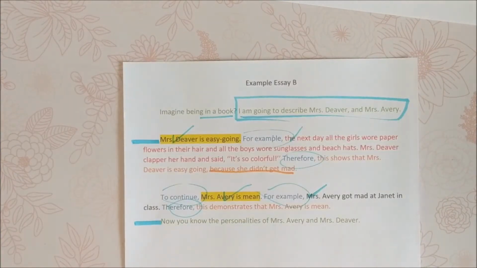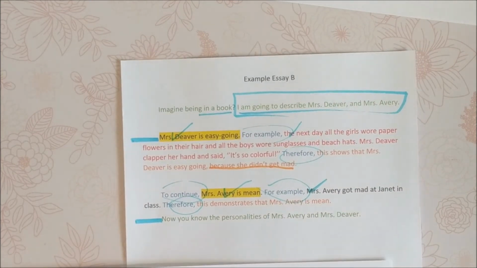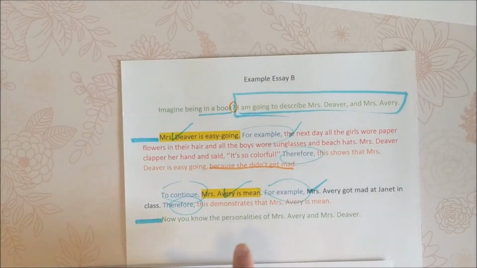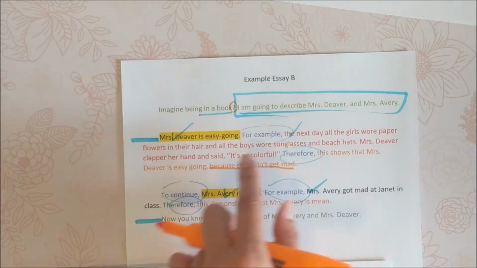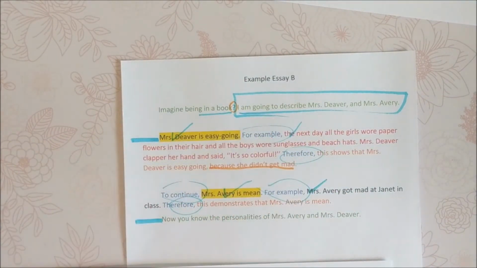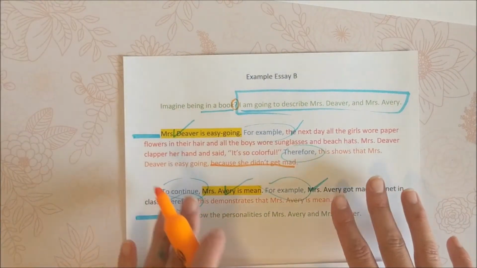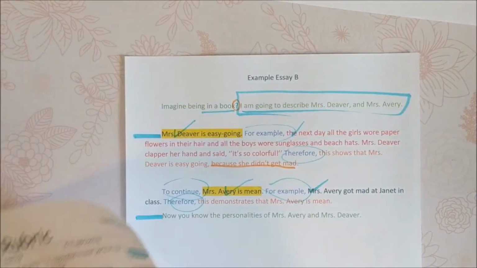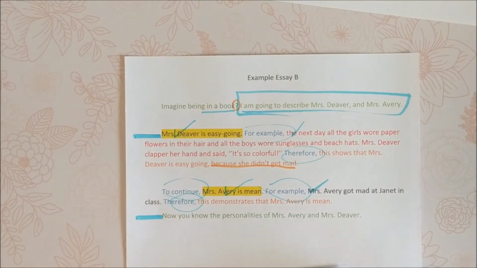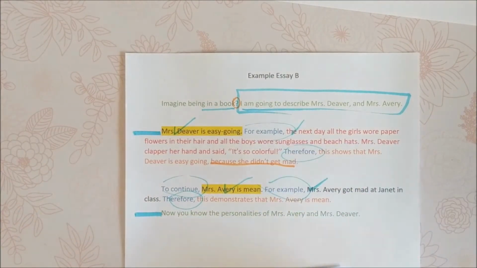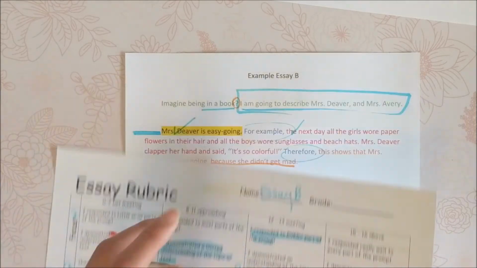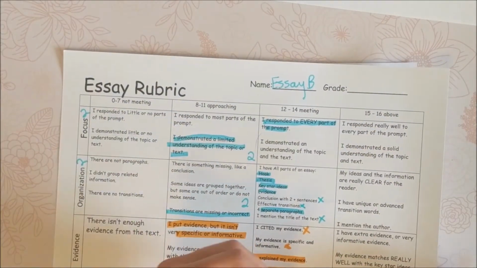All right, let's look at language. So imagine being in a book. This should be a period instead of a question mark. I'm going to describe Mrs. Deaver and Mrs. Avery. That's fine. These are all full sentences. There aren't a bunch of missing words or anything, and there aren't really long run-on sentences. There are periods in here, so yeah, sentence structure is fine. When I read it through, I don't see any missing words. Sometimes we just forget to put a word into a sentence, but everything looks like it's there. And there aren't a lot of mistakes, right? I found that question mark. Other than that, it looks pretty good.